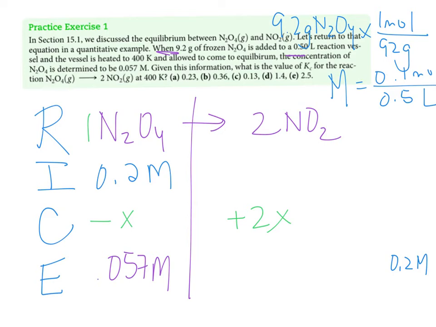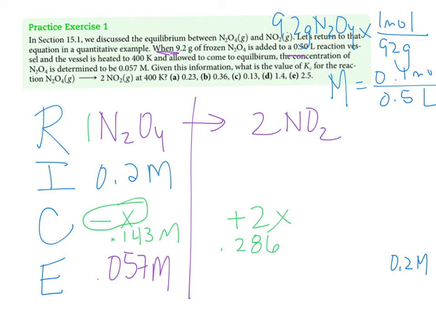0.2 minus 0.057 means that we had a change of 0.143 molar. That was our change, which means that's our x. Okay, that's what we decreased by. So this side is going to increase by double that because the stoichiometry is 1 to 2. So we take 0.143 and we double it on this side, meaning that this is going to increase by 2 times 0.143, which is 0.286.